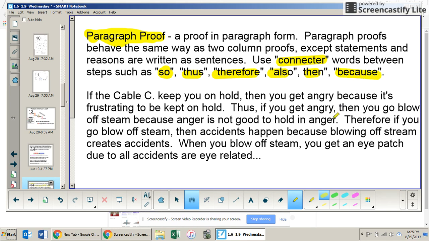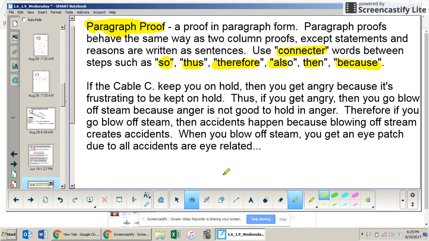You remember that cable company commercial? You'll see some of these connector words as we move forward. So here's a simple paragraph proof that we saw from that commercial. Now we know that this isn't a real proof because the logic doesn't hold, but it does show that chain of logic. So let's just read this.